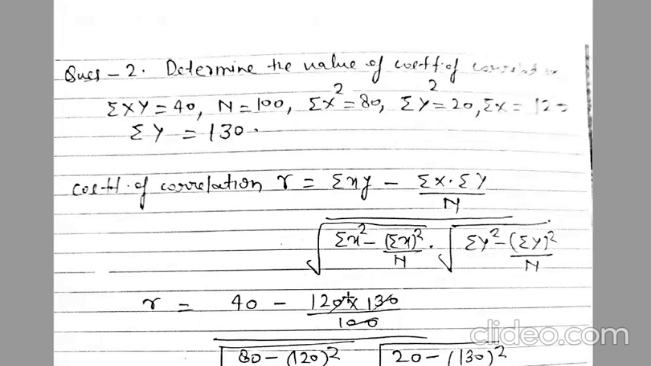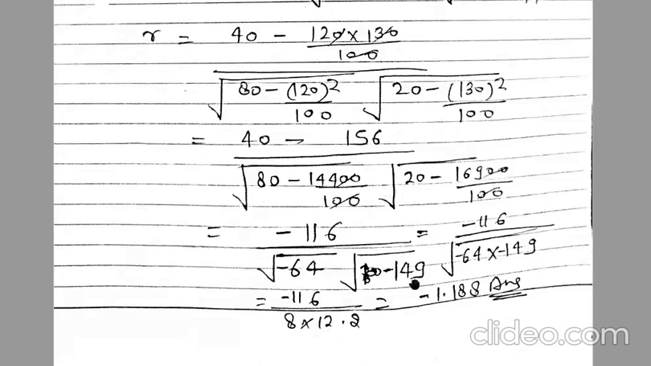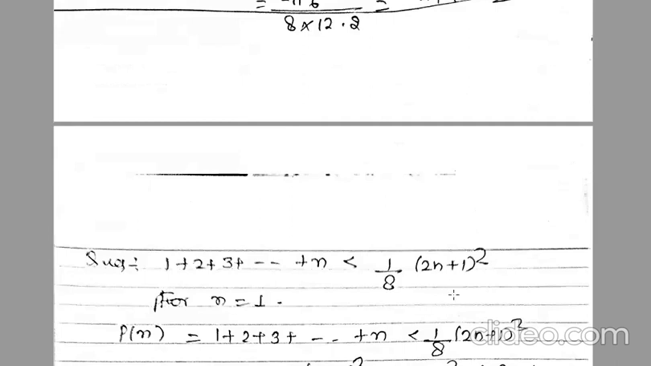Determine the value of coefficient of correlation, and all the values are given here. So we need to calculate the coefficient of correlation. You can use that formula to calculate it. We have all our values here, and this is your 8 marks question. All the calculation is given here. Just put the values in your formula, then calculate 2 or 3 more steps, then you will get your final answer, right? So this question also came in your exam.